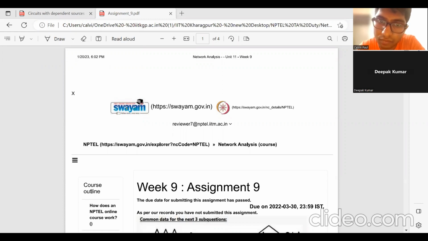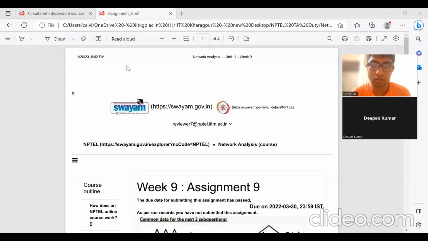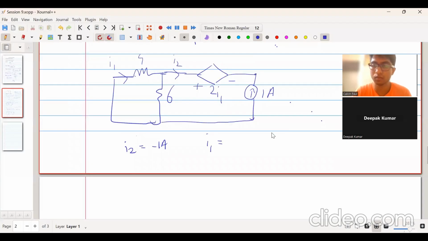Sir, the slide did not change. Now, what is the slide now? Because I meant slide 9. One minute, I'll just change the screen again. Now, is this visible? Yes, sir. Okay.